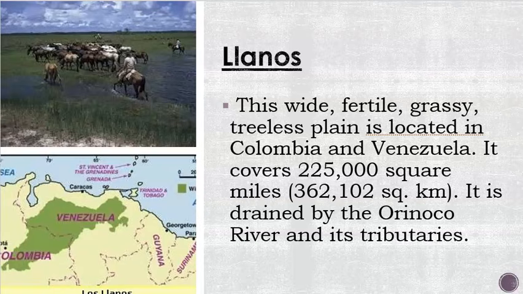Next up, we have the Llanos. This is an area also in the northern part of South America. It extends into Venezuela and Colombia. It covers about 225,000 square miles, and it's a wide, fertile, grassy, treeless plain. It would be good for agriculture in this area.